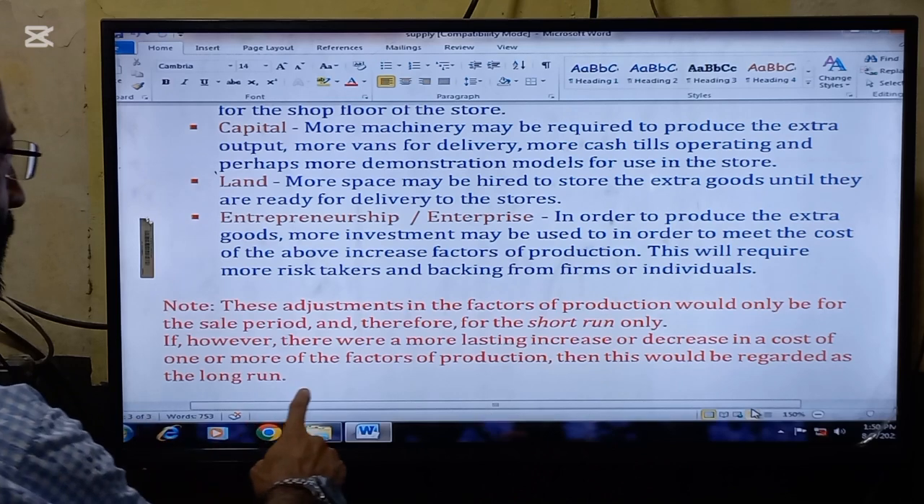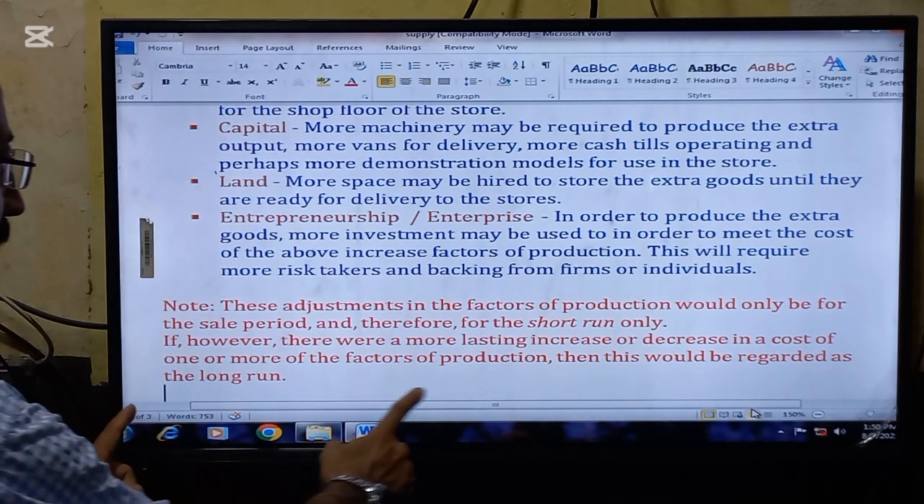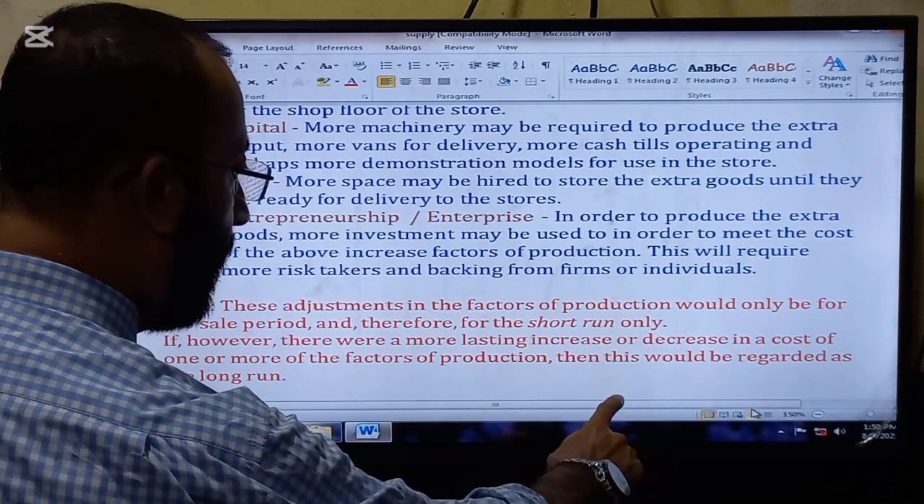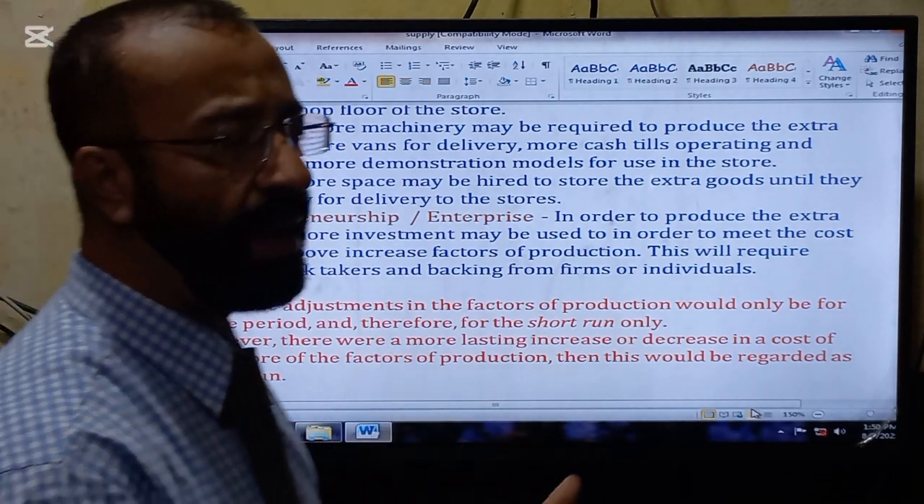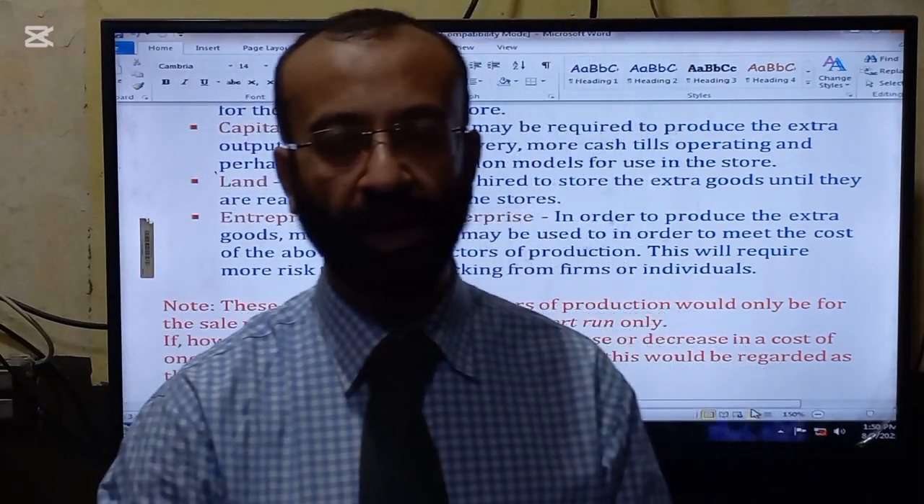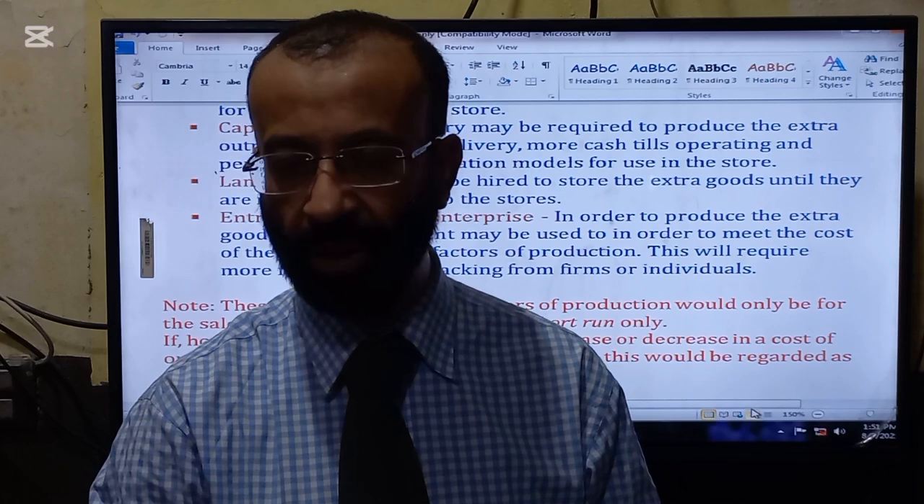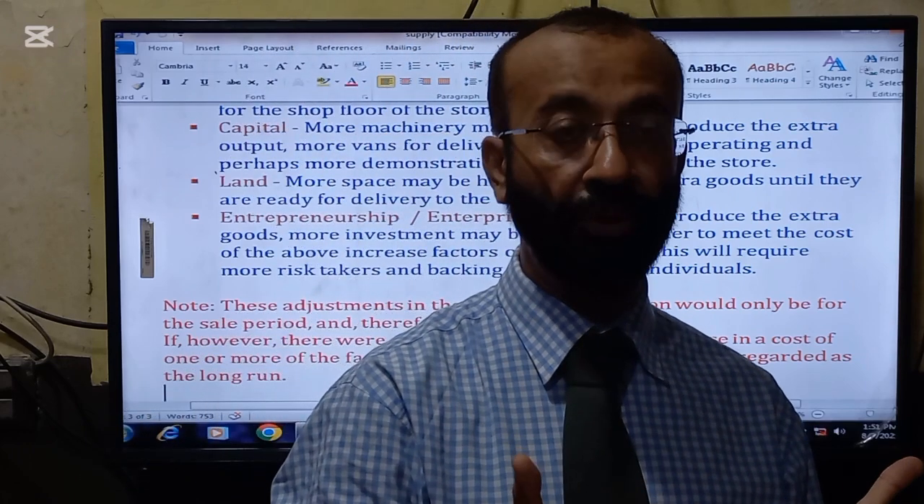If, however, there were a more lasting increase or decrease in the cost of one or more of the factors of production, then this would be regarded as the long run. Because if there is a reduction in the prices of the factors of production, the cost of production will be reduced, so the suppliers will be more willing to produce more.